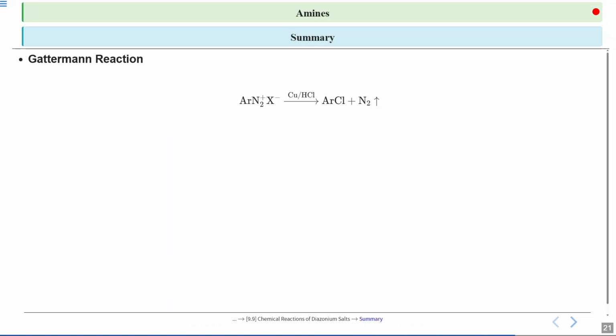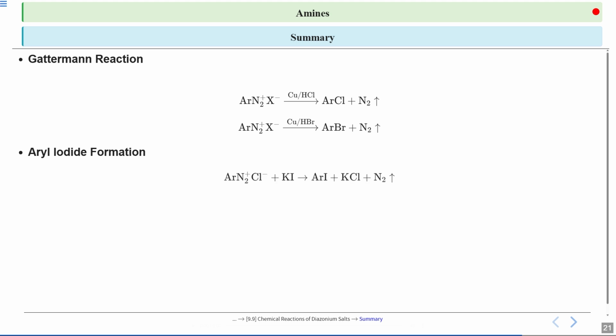Next, we discussed the Gattermann reaction. In this reaction, an aromatic diazonium salt reacts with copper and hydrochloric acid to form aryl chloride, and nitrogen gas is released. If we use copper and hydrobromic acid instead of hydrochloric acid, then the diazonium salt is converted into aryl bromide, ArBr, and nitrogen gas is released. Then we discussed aryl iodide formation. In this, the aromatic diazonium chloride reacts with potassium iodide to form aryl iodide, ArI, potassium chloride, and nitrogen gas is released.